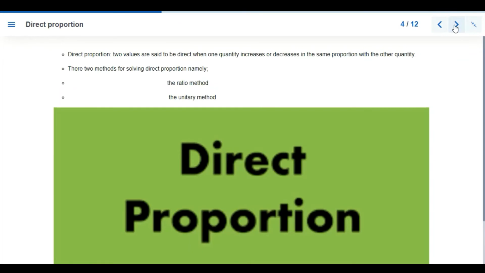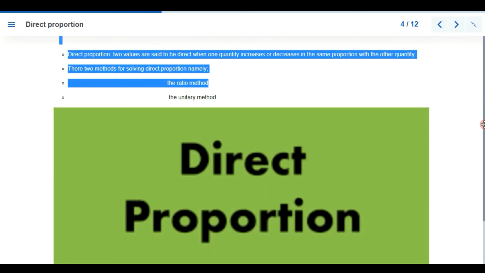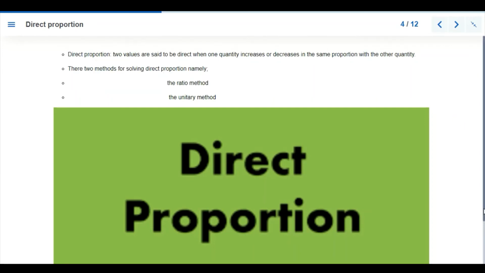Now we're going to be looking at direct proportion. For direct proportion, two values are said to be direct when one quantity increases or decreases in the same proportion with the other quantity. So if you have two numbers and they are increasing and decreasing at the same proportion, then we call that type of proportion a direct proportion. We can use two methods to solve direct proportion, which are the ratio method and the unitary method. We are going to be using the two methods and solving examples.